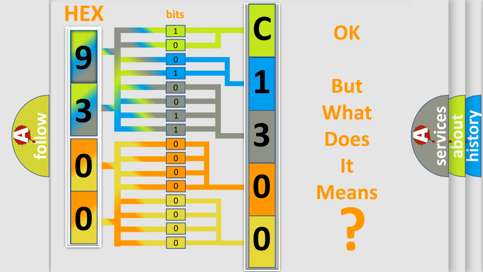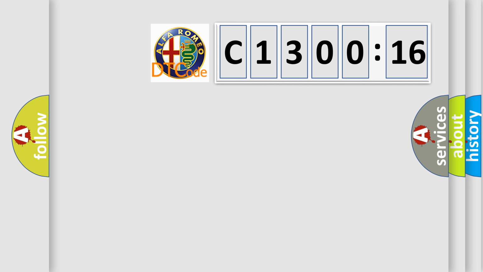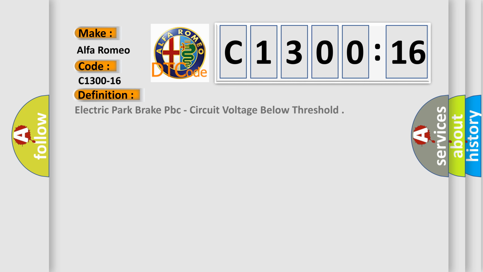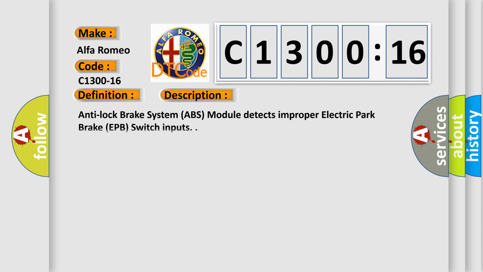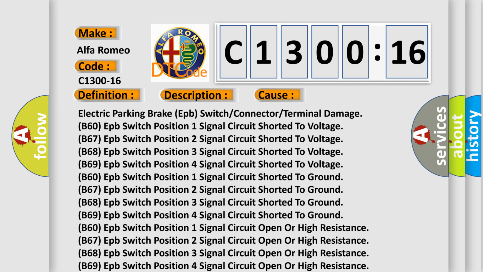The number itself does not make sense to us if we cannot assign information to what it actually expresses. So, what does the Diagnostic Trouble Code C1300-16 interpret specifically for Alfa-Romeo car manufacturers? The basic definition is electric park brake EPB, circuit voltage below threshold. And now this is a short description of this DTC code: the Anti-lock brake system ABS module detects improper electric park brake EPB switch inputs.